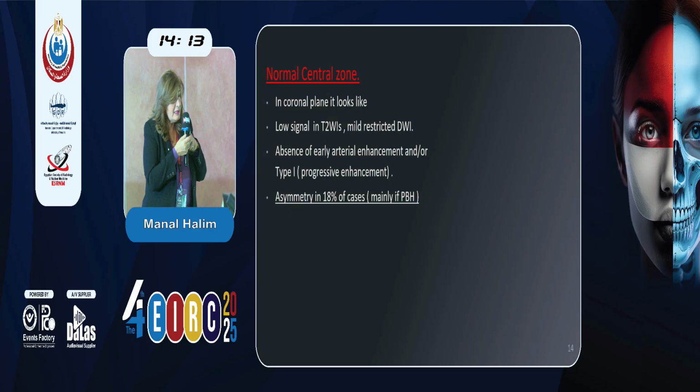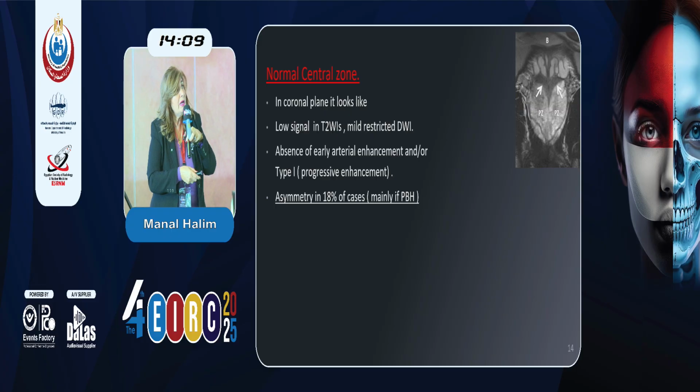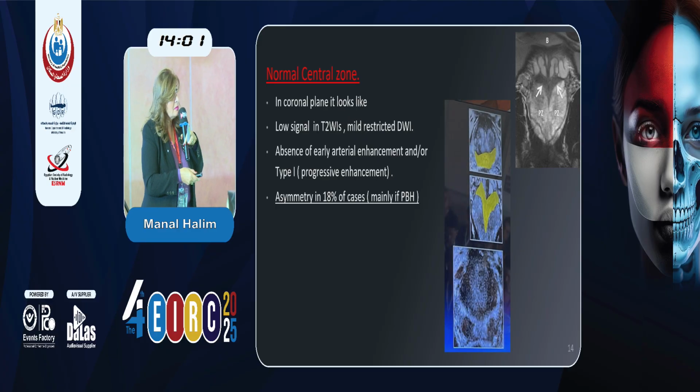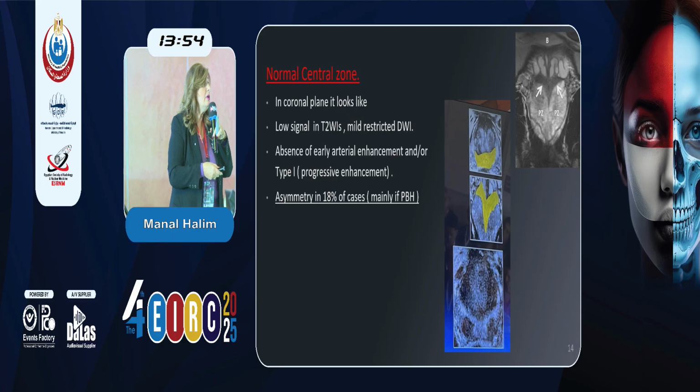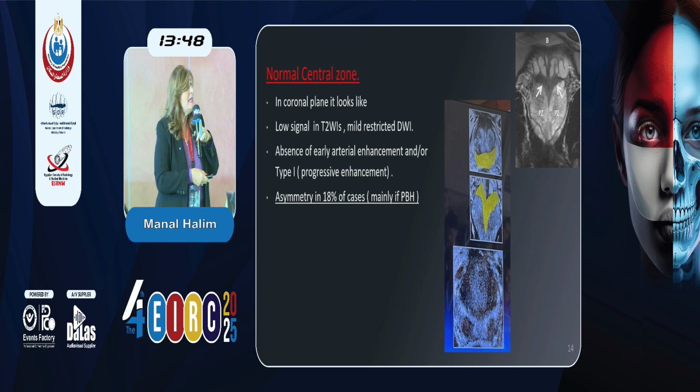In coronal planes, the central zone looks like Mickey Mouse ears or a water drop, and it's low signal intensity on T2. The problem is it may show some mild restricted diffusion. This is the central zone in the axial and in the coronal, and the absence of early arterial enhancement helps us, or it may exhibit type 1 progressive enhancement. The problem is that the central zone shows asymmetry in 80% of cases, mainly when the BPH is included.